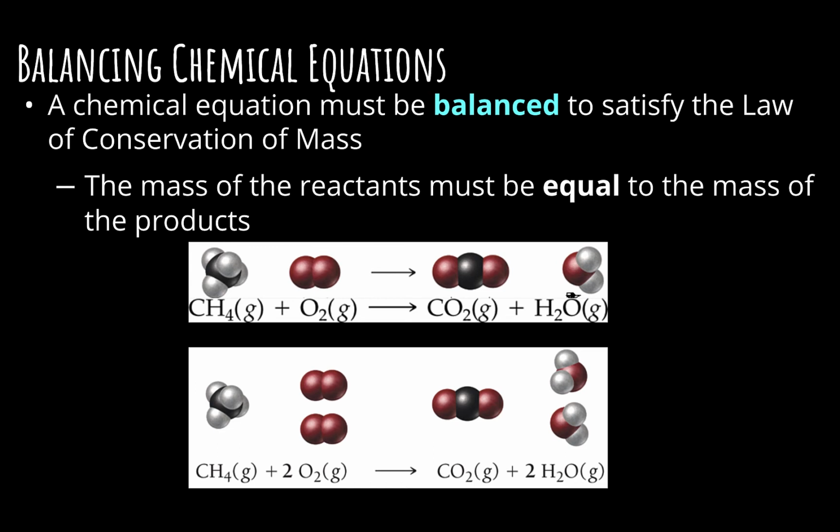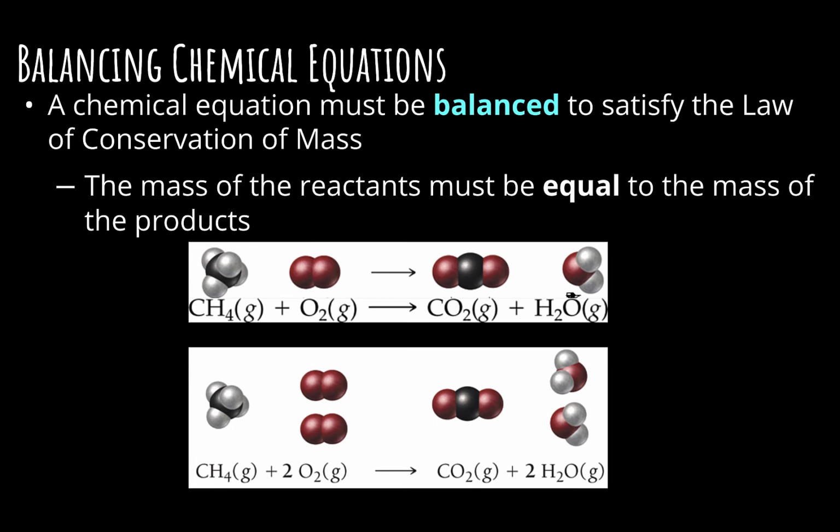The top example, and again, this is our same reaction, methane plus oxygen gives us CO2 and H2O, or carbon dioxide and water. In the first reaction, this is how we wrote it on the previous slides. But if you notice, on the left side, you have 4 hydrogen, but on the right side, you only have 2. On the left side, you have 2 oxygen, but on the right side, you have 3. So that top equation is not balanced.